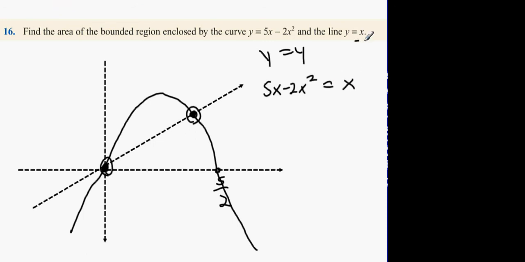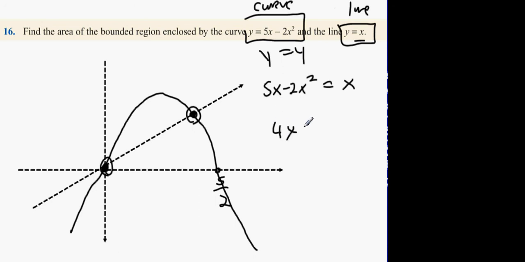Do you understand where I got that? No. I substituted this y with x because that's the formula of the line, and this is the formula of the curve. The curve is y equals 5x minus 2x squared. So the curve's y value equals the line's y value when the points meet. Right? Move it over to one side and we get 4x minus 2x squared equals 0.